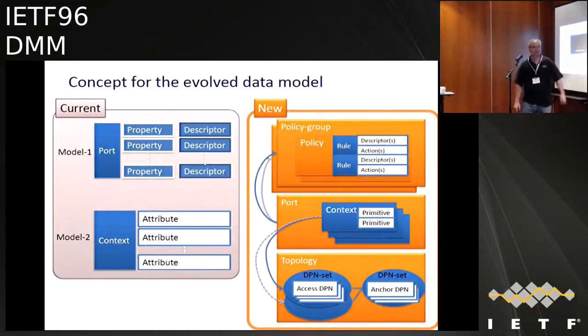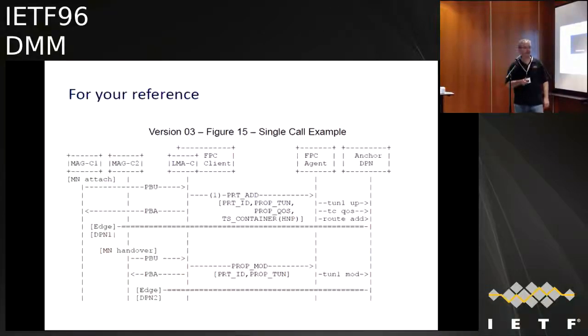Next slide, please. So what we have here is from the version 3 figure 15. We decided to pick on an example. There were a few. We decided to pick on basically an inline example, very similar to mode 2, where we're essentially in one single command sending down from an RPC perspective basically what we need. So here we have the port, the tunnel information, QoS, and the traffic selector along with the HMP. So all of your mobility information is sent in one command.